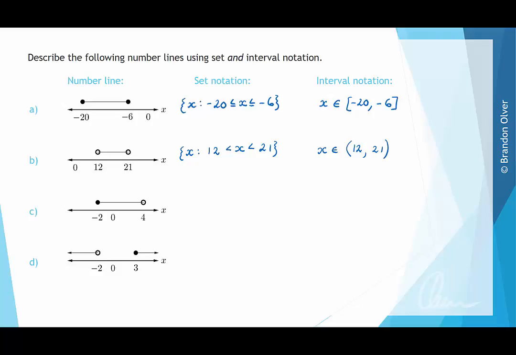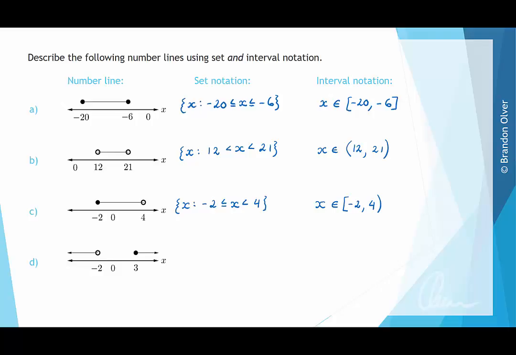For part C, our set goes from negative 2 included to 4 excluded. So for set notation, we're going to have x such that x is greater than or equal to negative 2. So that greater than or equal sign goes with the coloured in dot, but x is less than 4. So you can see that 4 is not included on the number line, so we don't include it in our set notation. The interval notation for that would be x is an element of, and then we go from negative 2 included, so we have a square bracket, up to 4 excluded, so we have a rounded bracket.